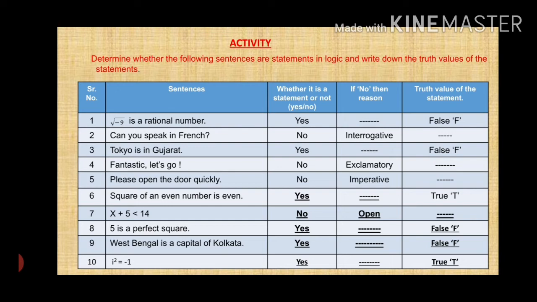I square is equal to -1. Now this we have studied last year in complex numbers. I square is equal to -1. It is true. So we write, yes, it is a statement and the truth value is T. Okay, very simple.